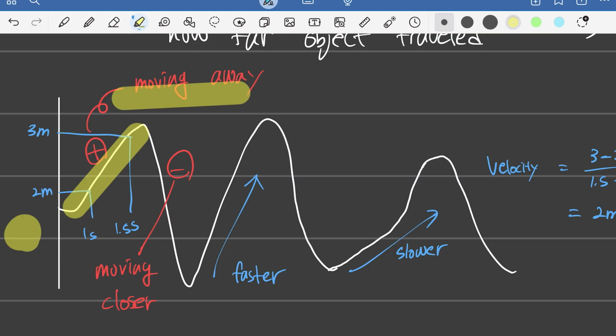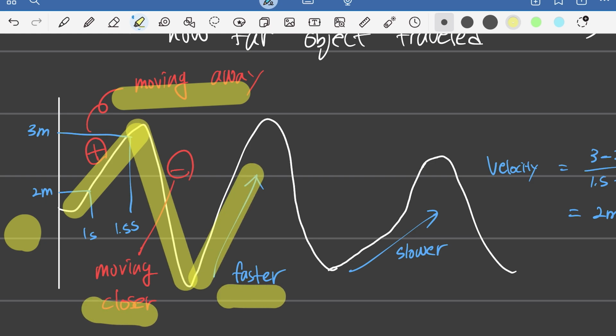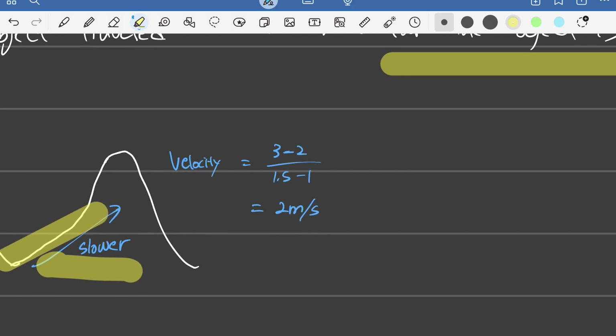When it decreases from 3 meters to negative meters, we can know that it's moving closer. And when the slope is steep, it means it's faster. When the slope is really low, we can know that it's slower.